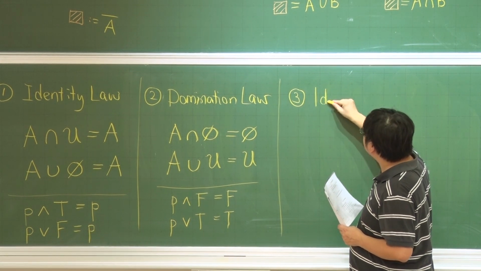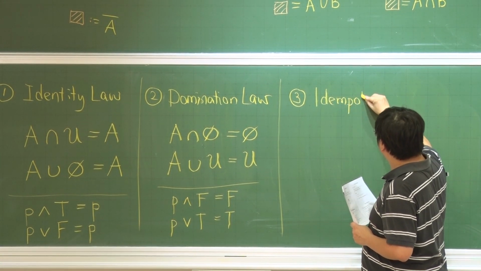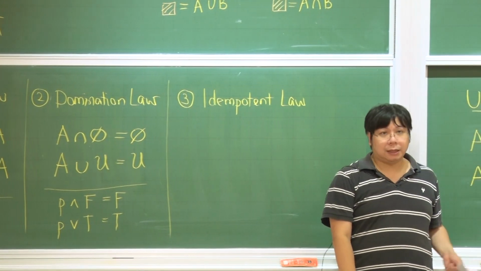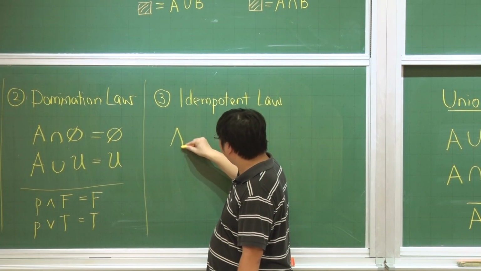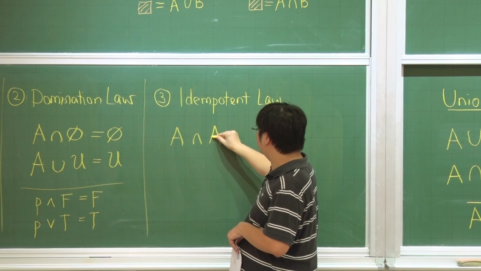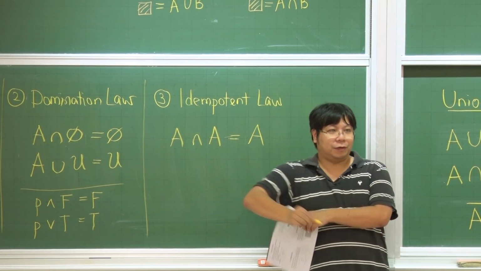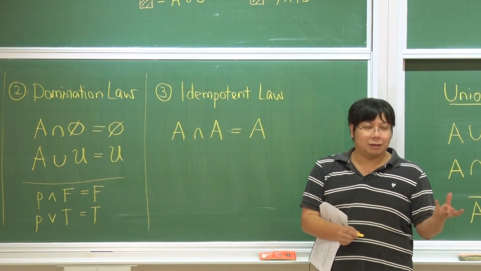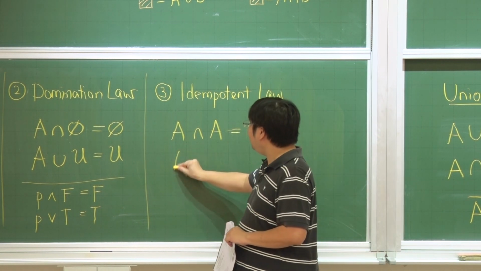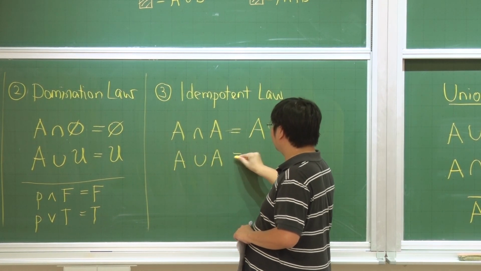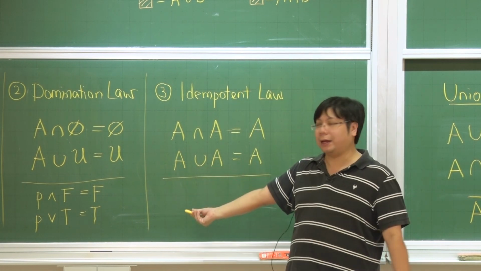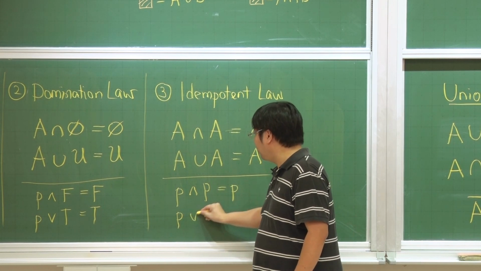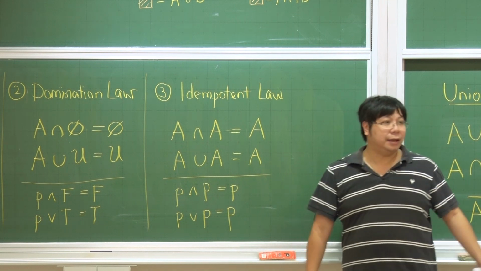The third one is idempotent. So what is idempotent? Idempotent means you apply it to yourself many times. So if you have A and you intersect A, then you get A. You have A colored in yellow and A colored in red, so the orange part is still A. A union A is still A. Similarly, P and P, you still get P, and P or P, you still get P.